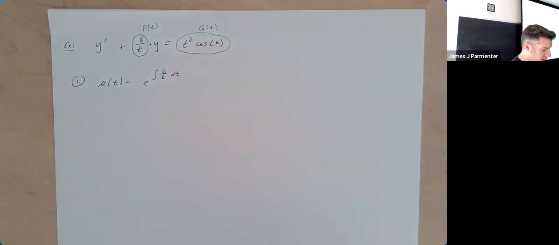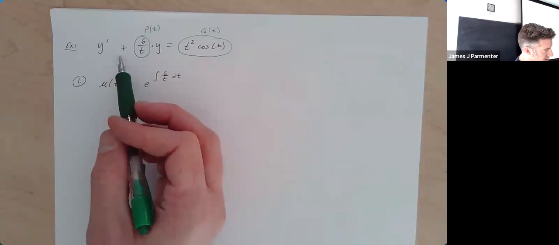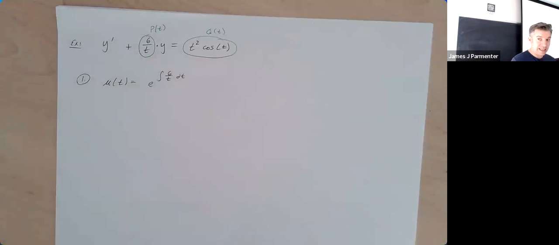Something to be extra careful about: if you have a y prime minus something times y, that minus sign needs to get sucked up in your p of t. It does make a big difference, right? E to the negative something is way different than e to the positive something.